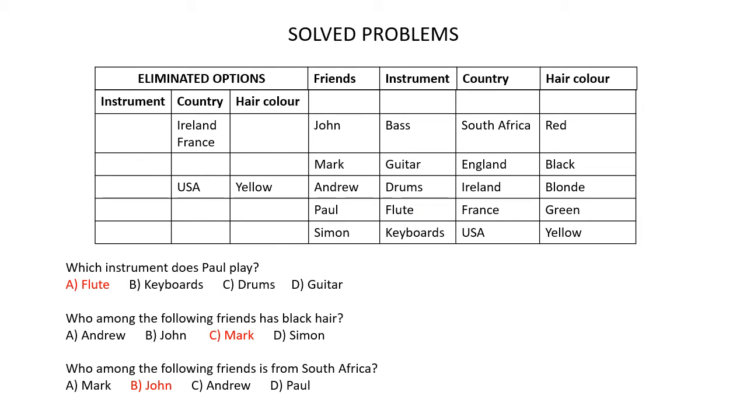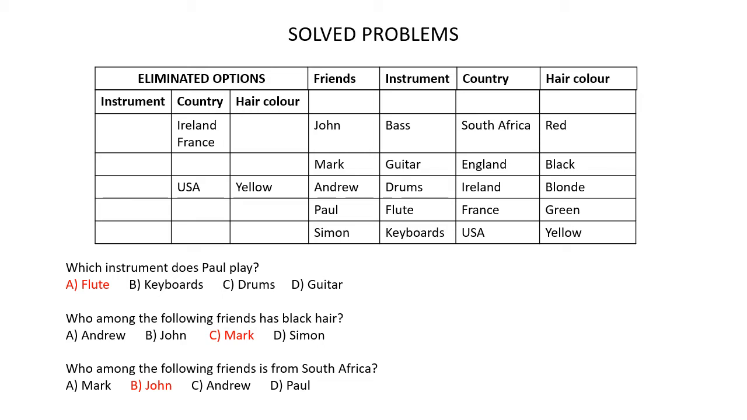So the correct answer is option A, flute. Who among the following friends has black hair? You're given four options here and you have to find out which of these options is the correct one. So the one who has black hair is Mark. The correct answer is option C, Mark.